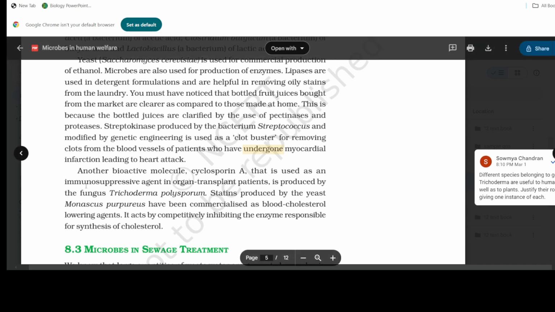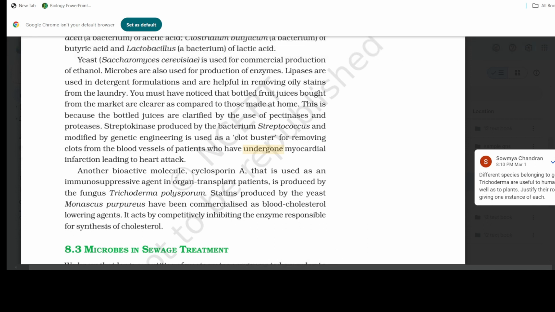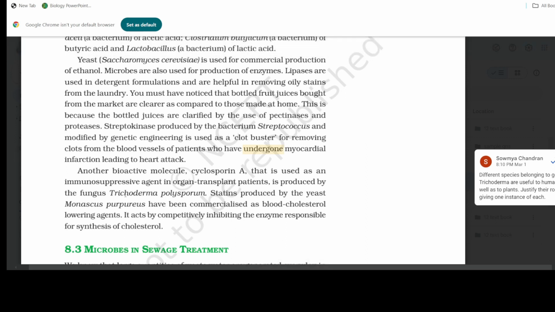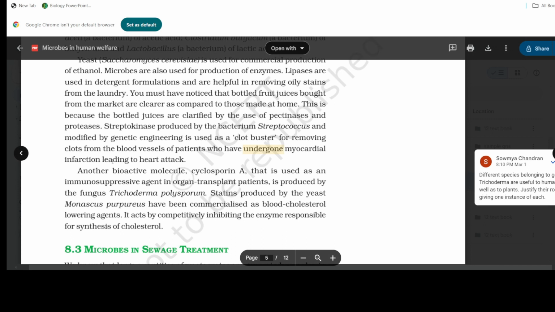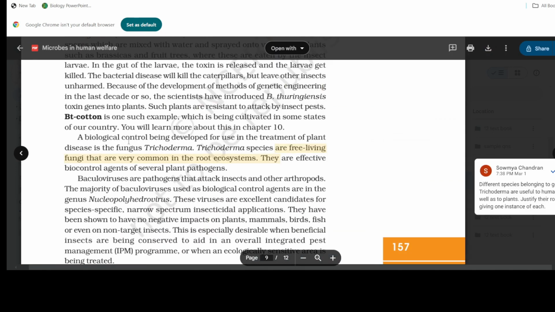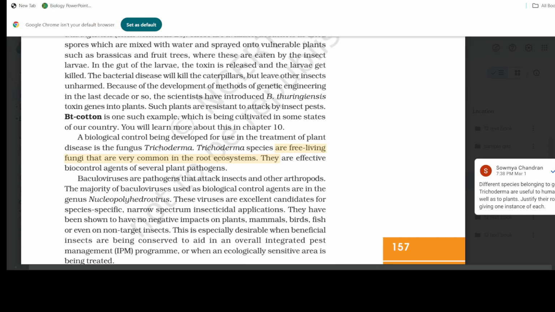It is used as an immunosuppressive agent during organ transplantation. The patients who have undergone organ transplantation are given cyclosporin, extracted from the fungus Trichoderma polysporum, which acts as an immunosuppressive agent. Now let's go for the plant purpose. Trichoderma can also be used as a biocontrol agent. It is used in the treatment of plant diseases.